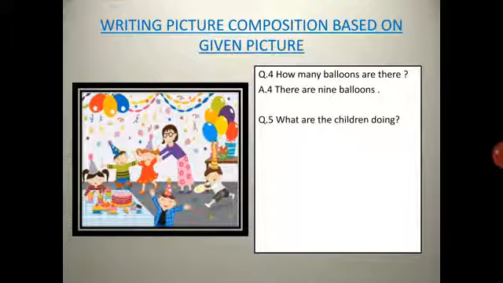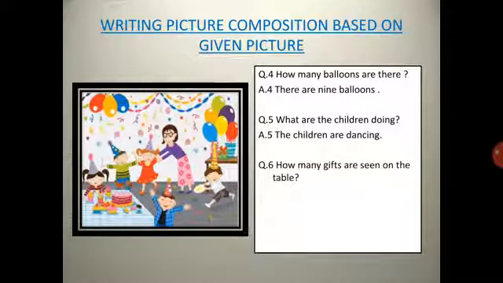Now question number 5. What are the children doing? So children, carefully observe the picture and tell me, what are the children doing? Yes, the children are dancing. Question number 6. How many gifts are seen on the table? Now on the table, you can see gifts are there. You have to count the number of gifts and you have to write the answer. So the answer is, there are 3 gifts on the table.